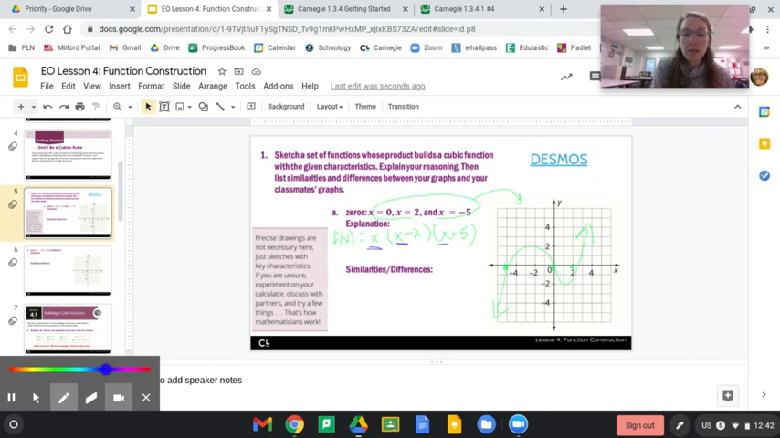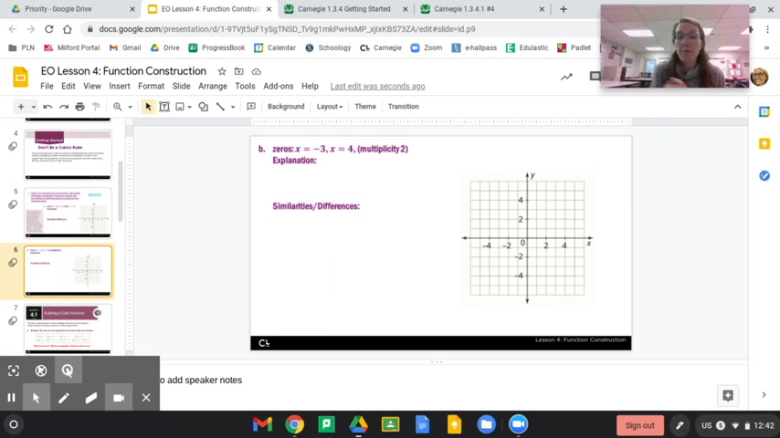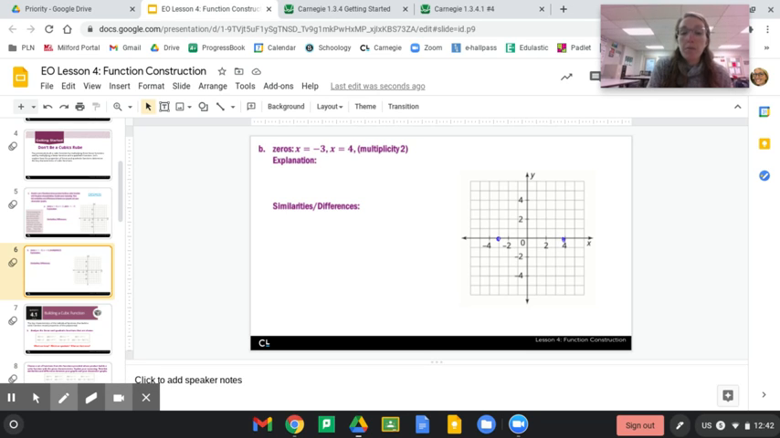X times x times x, that would turn into x cubed, which is what makes it x cubic. So like this next one, I'm only given 2 zeros, -3 and 4. So -3 and 4. But there has to be 3 x's in the factors. So I know I have the factor of x plus 3 and x minus 4. This key thing here, that multiplicity 2, means that there's 2 factors of x minus 4.